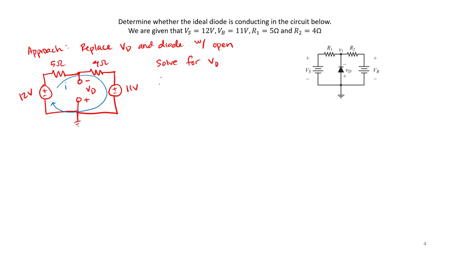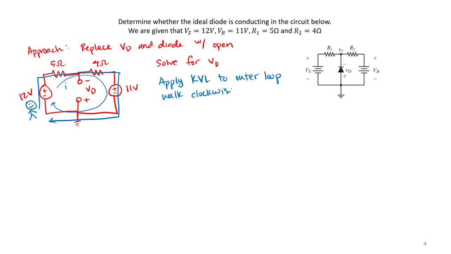I'm going to go ahead and apply Kirchhoff's voltage law to the outer loop. So I'm going to go ahead and just apply Kirchhoff's voltage law, and I'm going to walk clockwise around the loop. And here my goal will be first to solve for that current I.